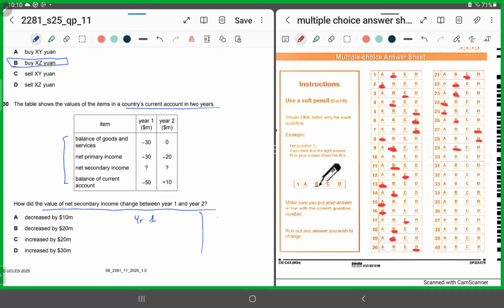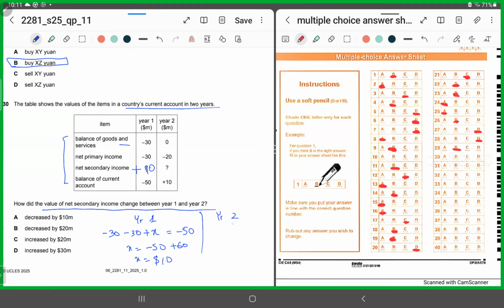Year 1, year 2. In year 1, we'll add in the balance of trade. We'll add in, there was a deficit in the net primary income, there was a deficit in balance of trade. Net secondary income we do not know. We'll put it in X, and the balance of current account was, again there was a deficit of 50. So it would be a negative 50, the deficit of 50, and then you will add it up, you'll get a positive 10.